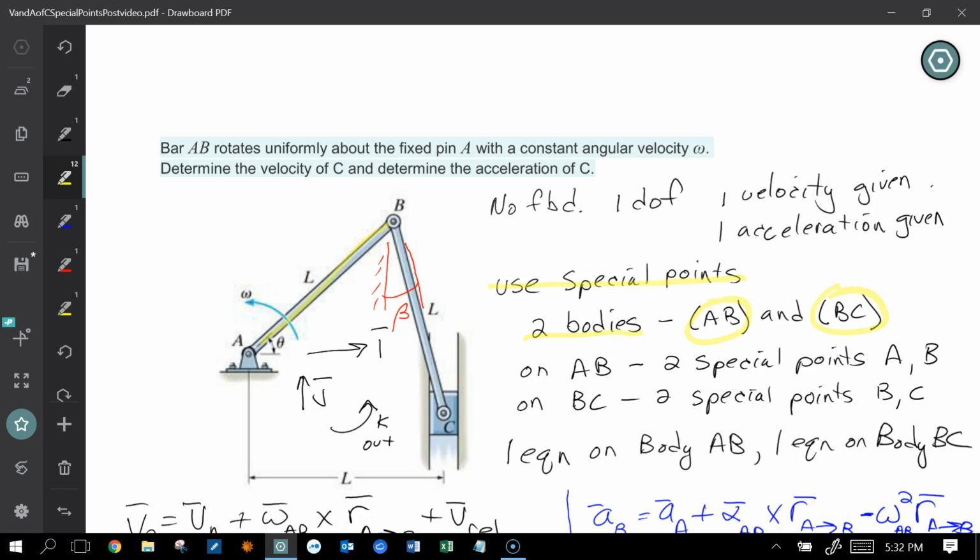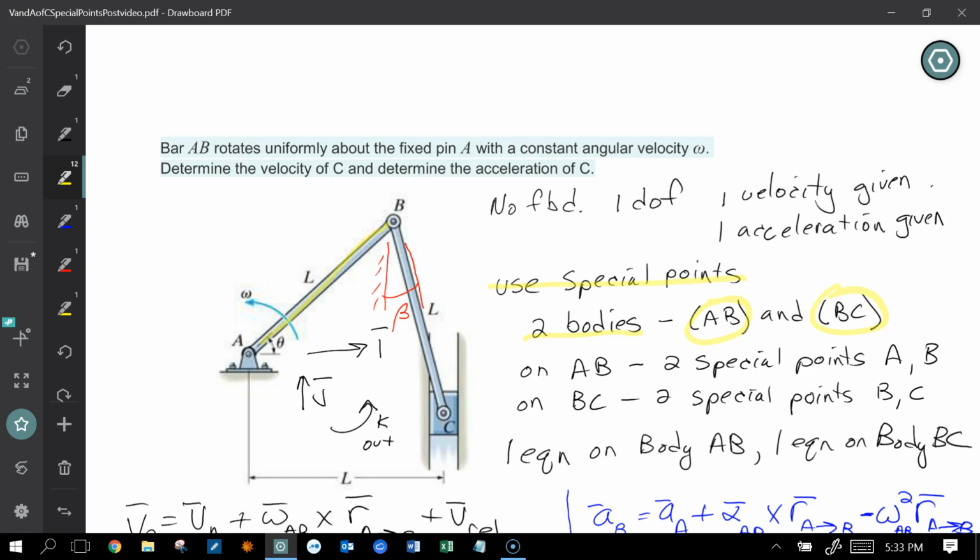Okay, so on the AB body, you look for the number of special points, and you remember that there are 3 reasons why a point is special. It doesn't matter what order you do them in. One reason is you know something about the point. The second is you want to know something about the point. Or third, the point touches more than one body. Okay, so if you look at all of the millions of points that make up body AB, there are only 2 of them that are special.